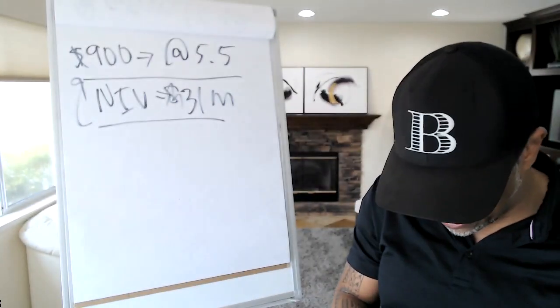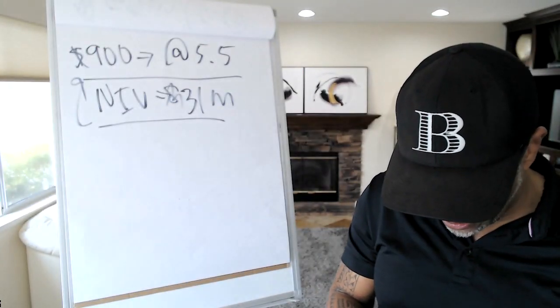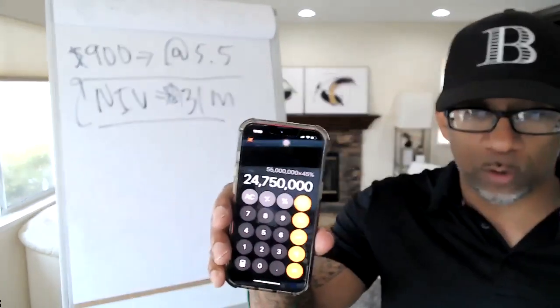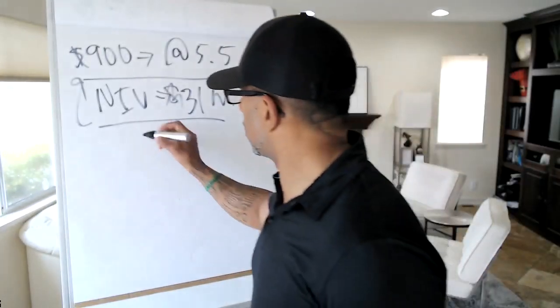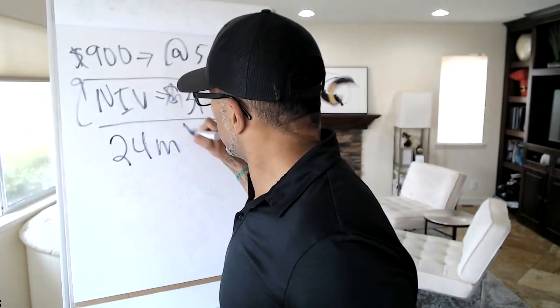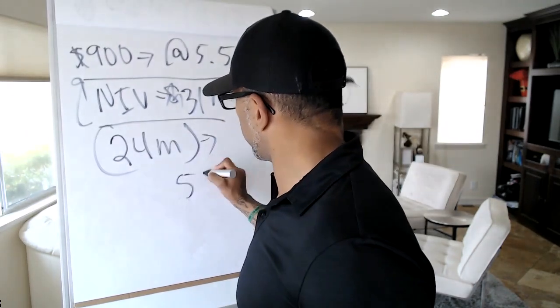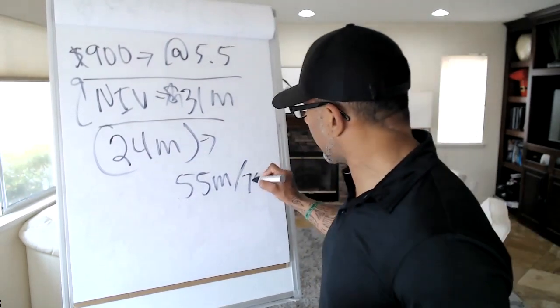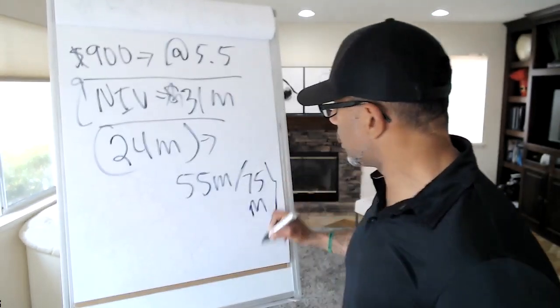Let's make it worse. 55 million, and let's say we had to put down 45%. We'd have to put down $24 million on that deal. 24 million buys us a $55 million asset that would normally sell for $75 million in a different market.